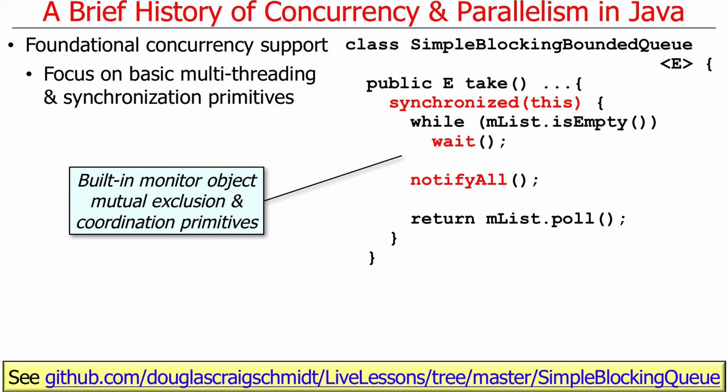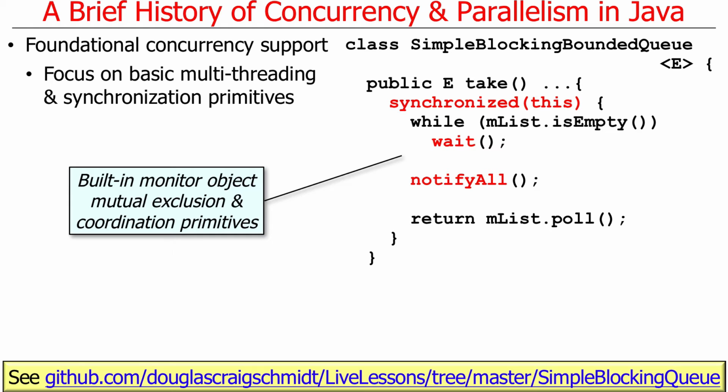The other concept that was provided in the early versions of Java was this concept of a so-called built-in monitor object. So this is built into the programming language. It's part of Java, the language, as opposed to Java, the class libraries. And it provides support for basic mutual exclusion, or mutex properties, which mean only one thread at a time can be in the critical section, and coordination primitives, which allows you to take turns and schedule the execution.